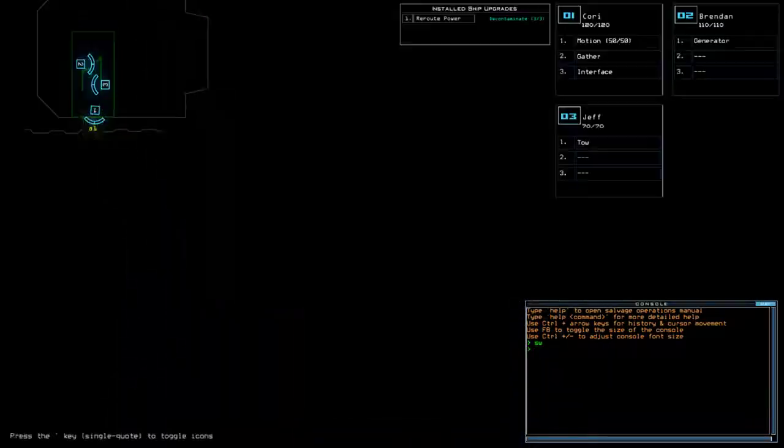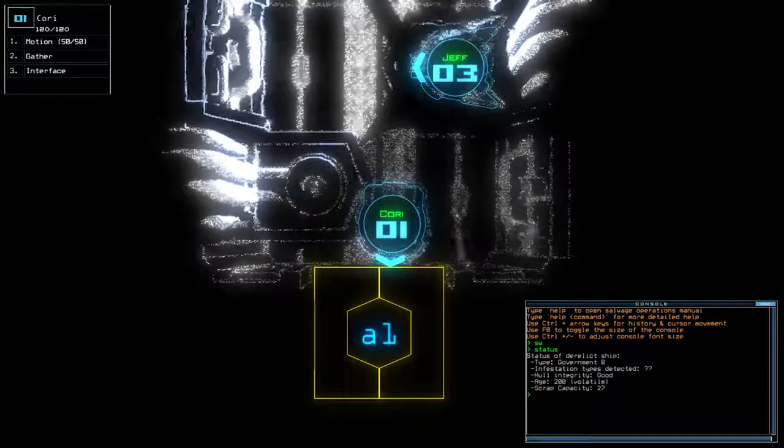Today we have a motion, reroute power and decontaminate on a government bee with unknown infestations.